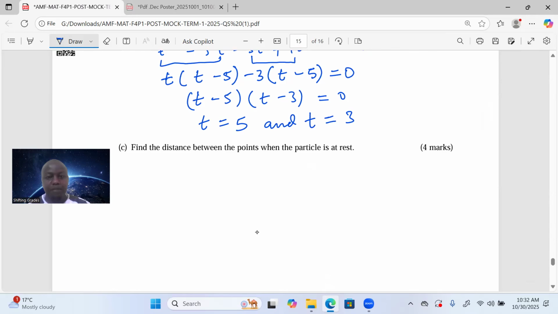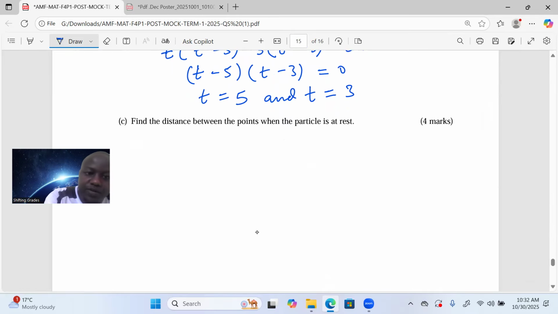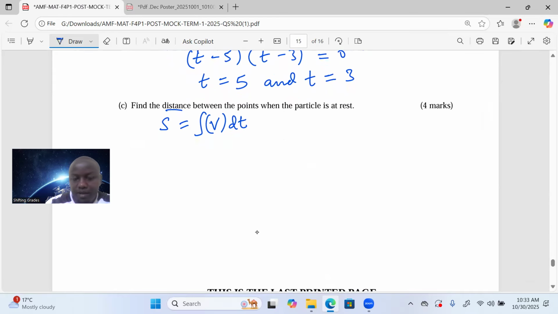Find the distance between the points when the particle is at rest. The particle is at rest at t equals 5 and also at t equals 3. Therefore, for us to get the distance function, which is the displacement s, we need to integrate velocity with respect to time. Therefore, with this, let's talk about the displacement function.